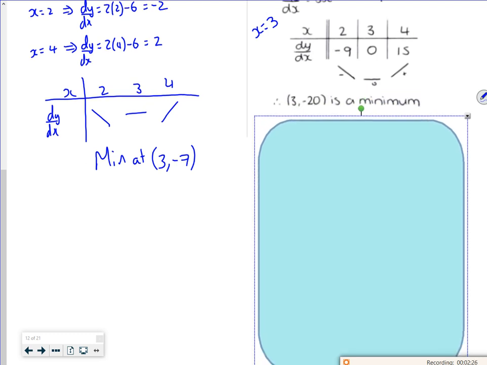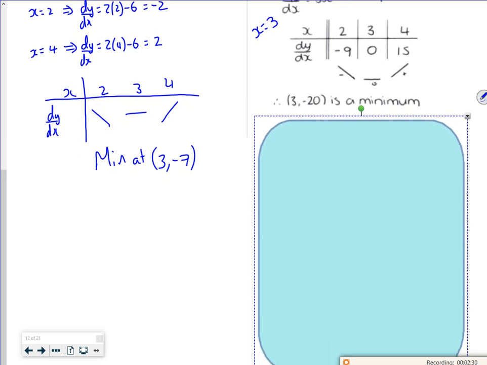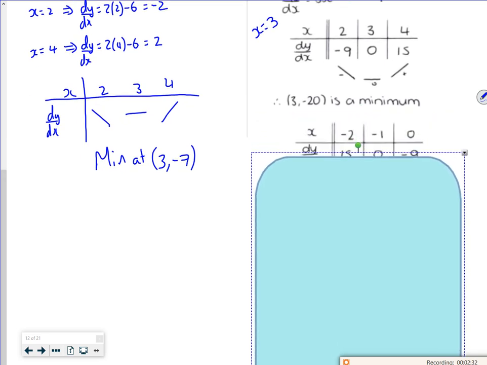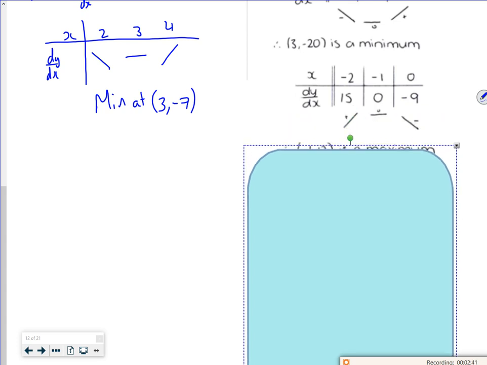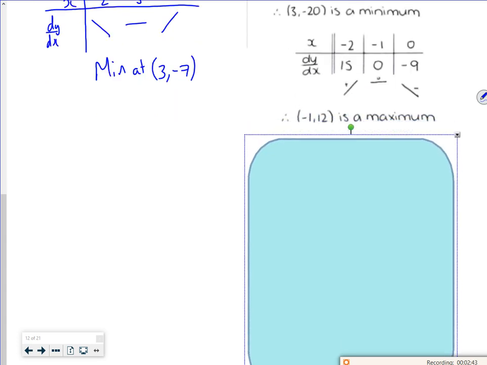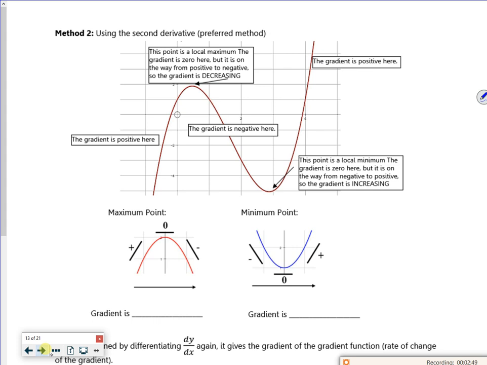Yeah. But then if I look at the other one, so the other point was around the minus 1, so I'm going to try maybe minus 2, minus 1, 0. You can see at minus 2 the gradient was 15, and at 0 the gradient's minus 9. So if you look at the gradient, it goes up across and down. So that gives us a max point there. So that's quite nice. So you can do it that way. There's a better way of doing it now, to be fair.